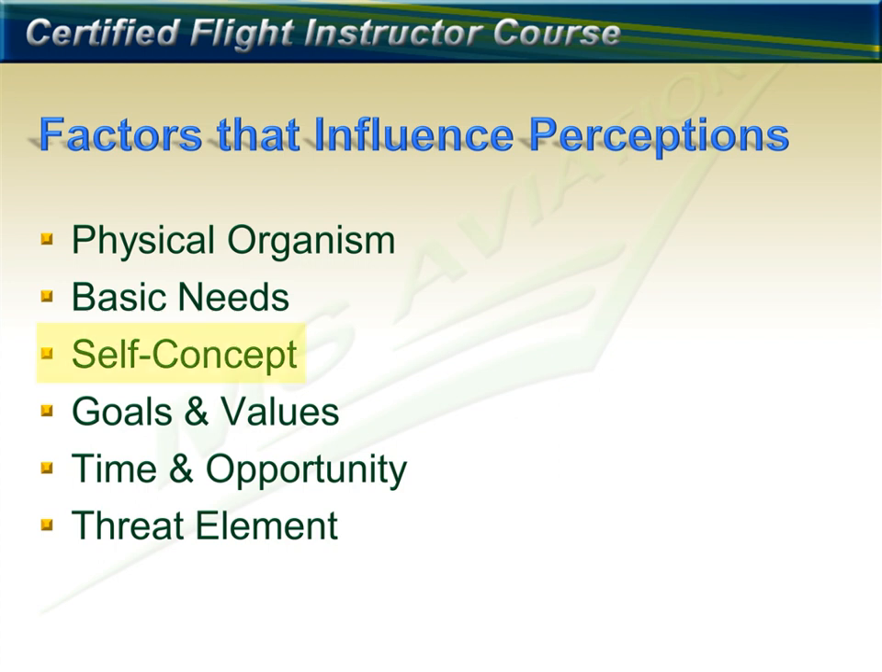A student's self-image has great influence on the total perceptual process. The self-concept addresses how a student feels about him or herself. If a student's experience tends to support a favorable self-image, the student tends to remain receptive to subsequent experiences. If a student has negative experiences which tend to contradict self-concept, there is a tendency to reject additional training.